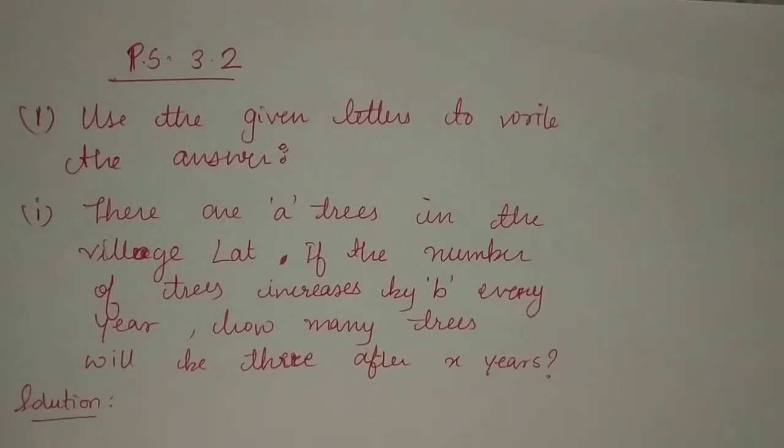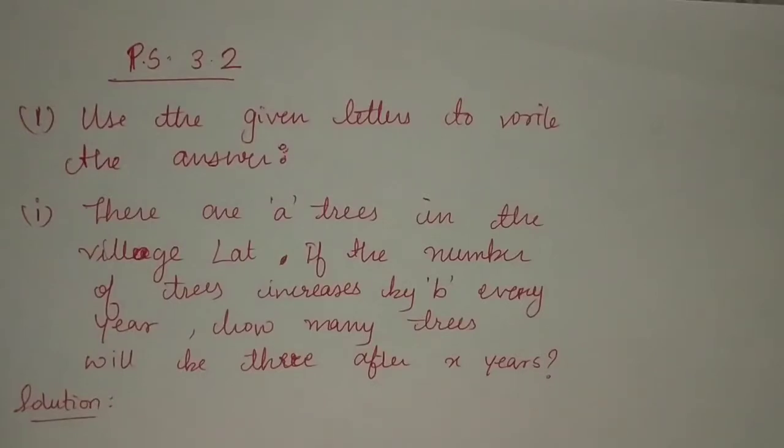How to do this? See, let us understand the second sentence carefully. If the number of trees increases by b every year, in 1 year b, in 2 years 2b, correct? In 3 years 3b, in 4 years 4b. Are you understanding? See, if in the first year 10 trees are added, in the second year it will be 2 into 10, 20 trees. In the third year, 3 into 10. By the fourth year, 4 into 10. So similarly, after x years how many? x into 10, right? So similarly, in this case, 10 is what? b, right? Increases by b every year.